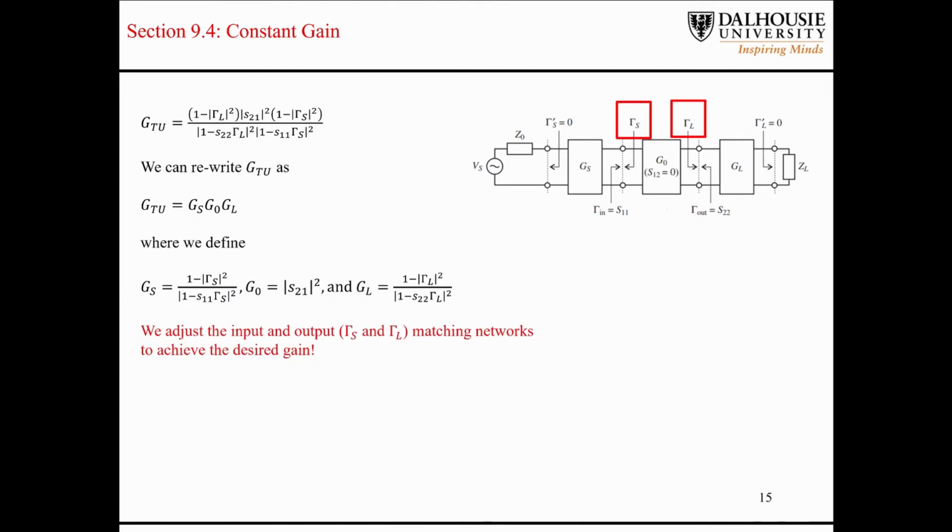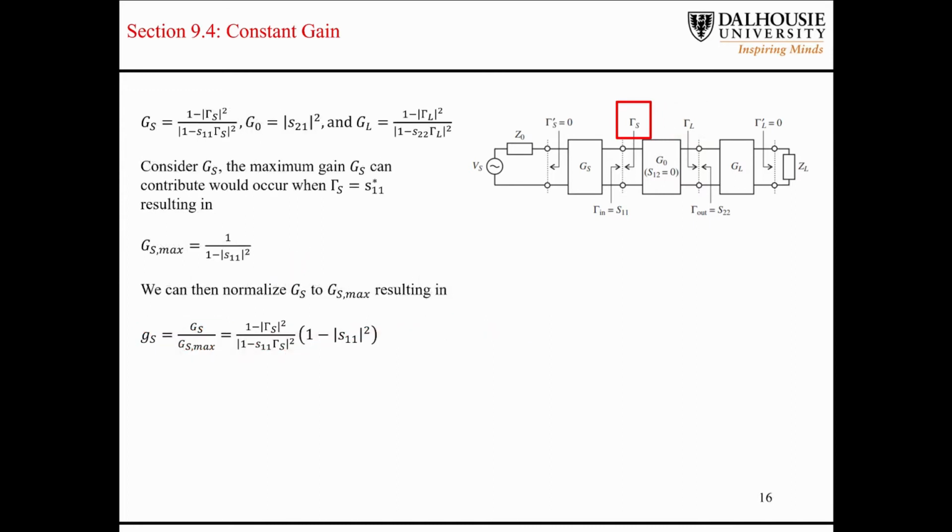So the idea here is that we have the S parameters for the transistor. This gain here, the G0, is in terms of S21. That's sort of an intrinsic gain of the transistor itself. So what we end up doing here is adjusting the input and output matching networks in order to achieve the desired gain.